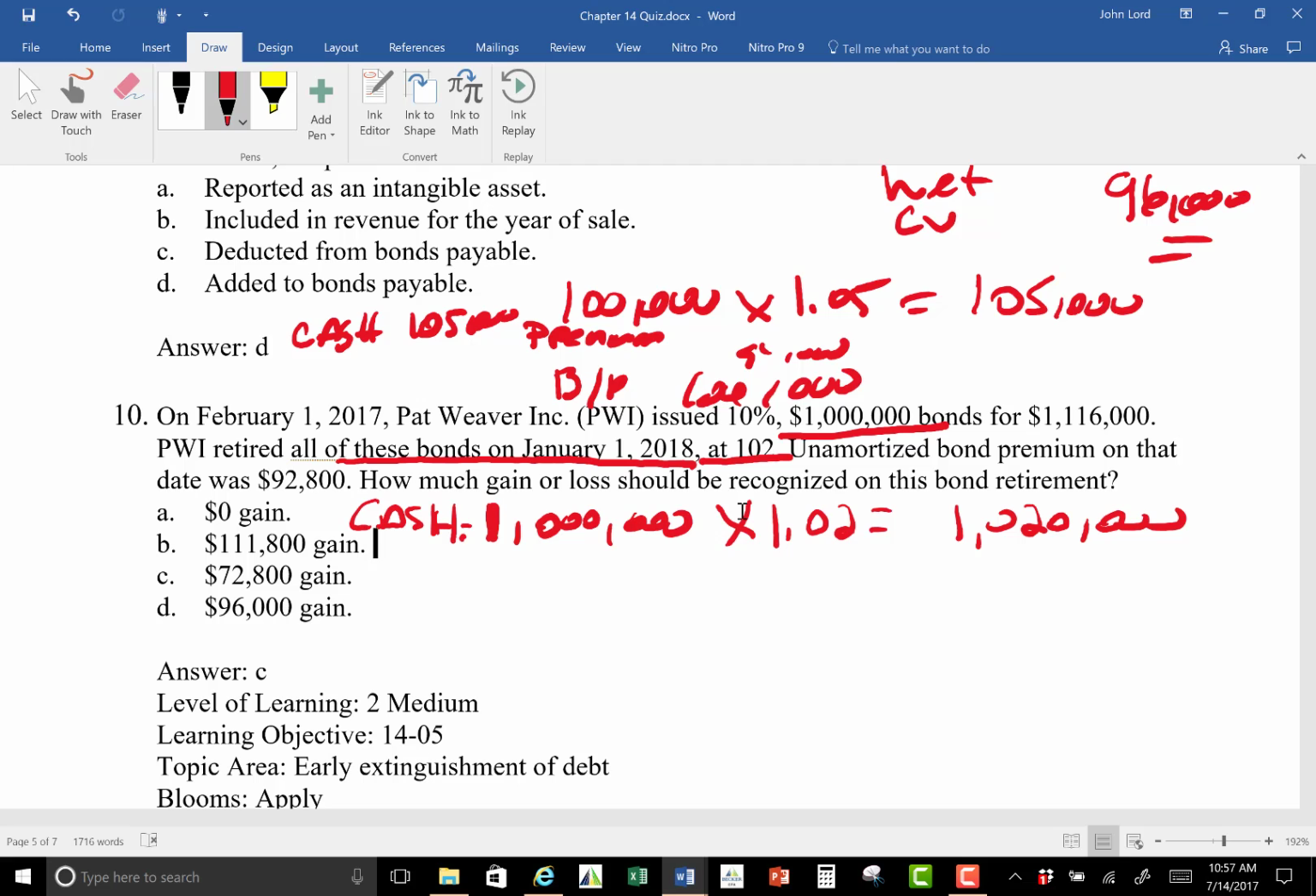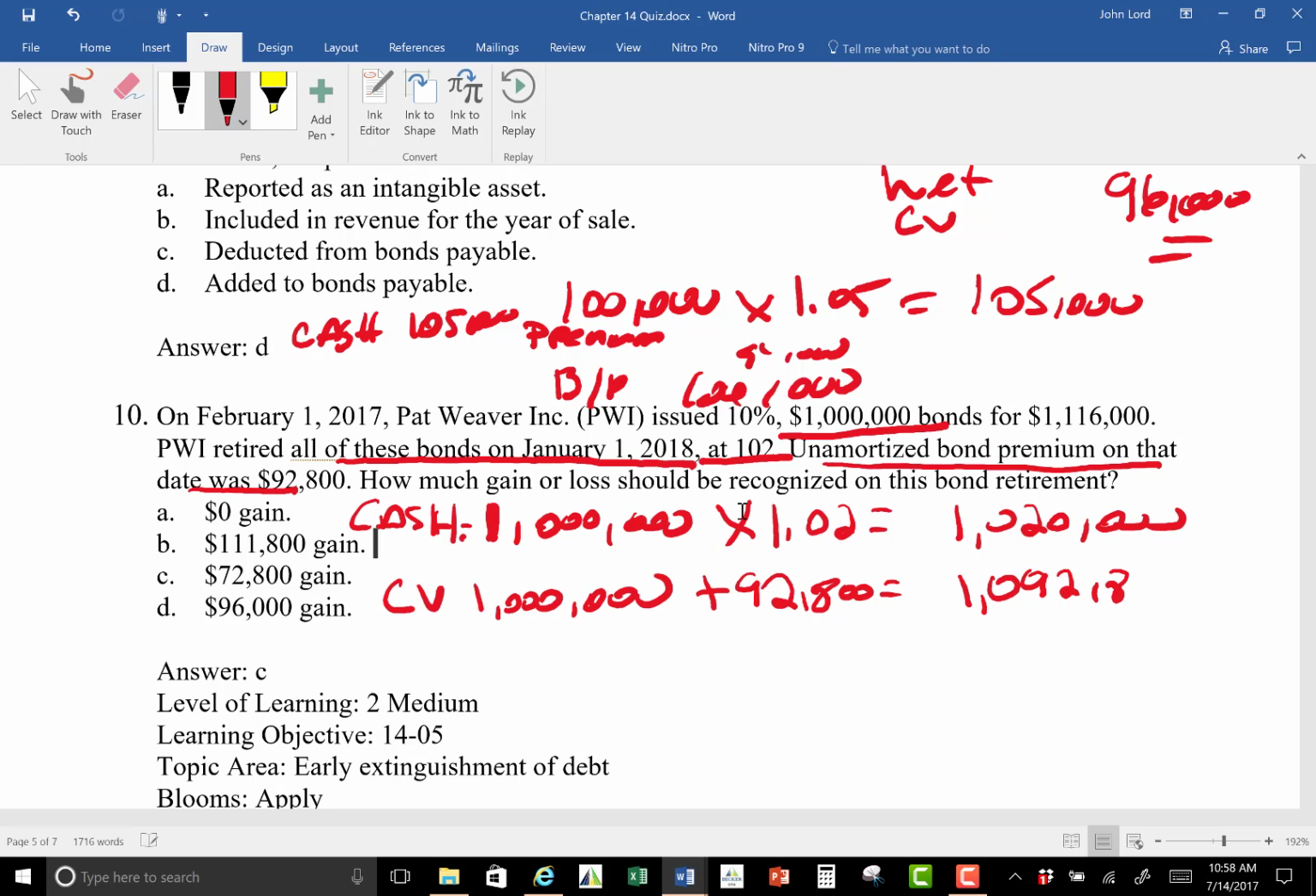Okay? Now we have to figure out the carrying value of the bond. And the carrying value of the bond is going to be the $1 million face. And did they tell me what the unamortized premium was here? It's 92,800. So I add the 92,800. So now the carrying value of this bond was 1,092,800, right? So what's happening? I still owe 1,092,800 on this bond, and I'm able to call it for less than that.